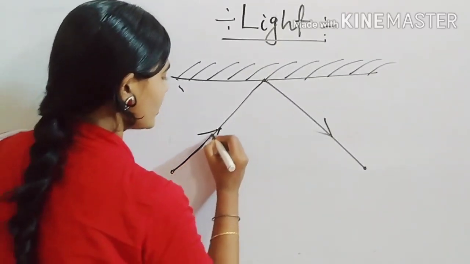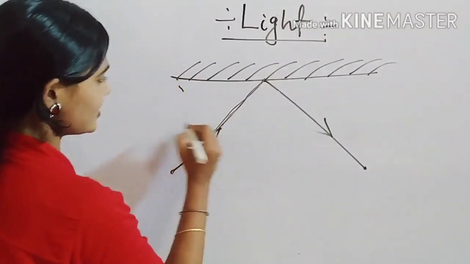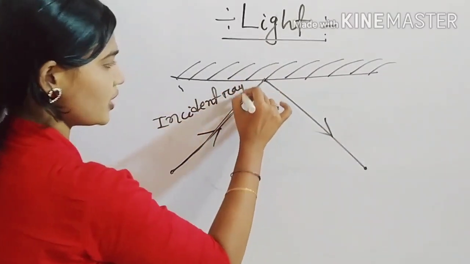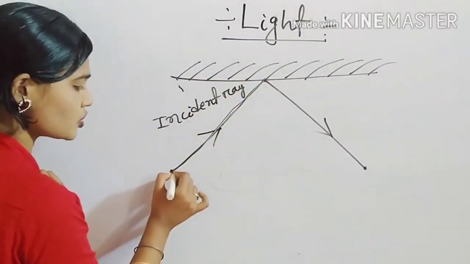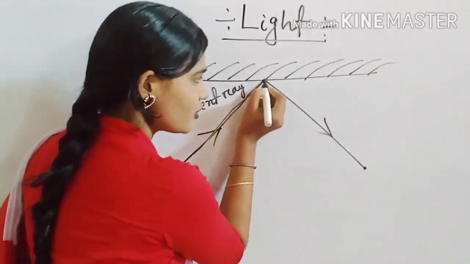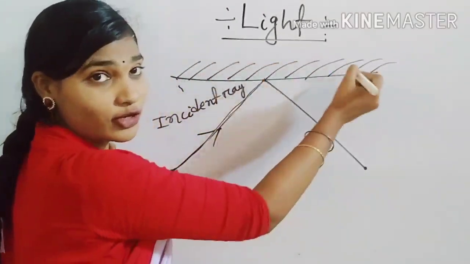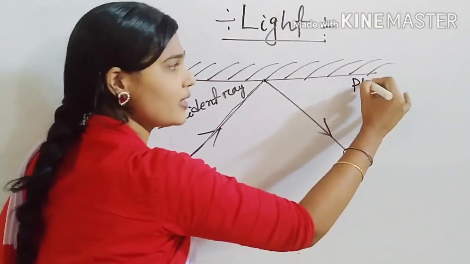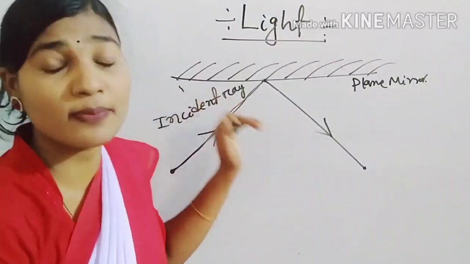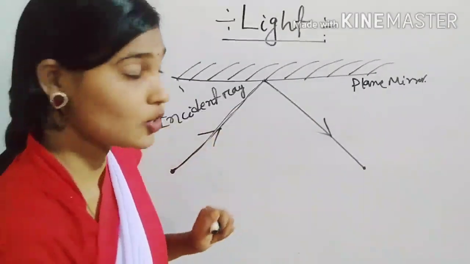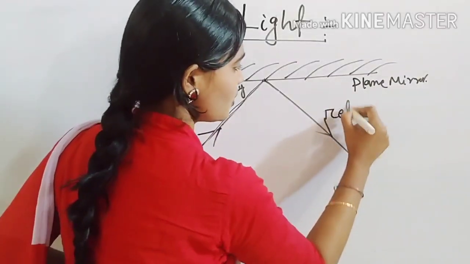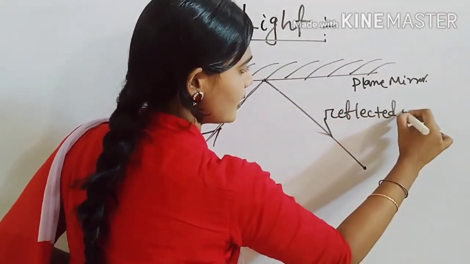The ray which falls on an object is known as the incident ray. So the ray from the source that falls on an object is the incident ray. And the ray which gets reflected from the surface of an object, here is the object, this is a plain mirror. We know that a smooth, highly polished, reflecting surface is known as a mirror. So the ray which gets reflected from the surface of an object is known as the reflected ray.